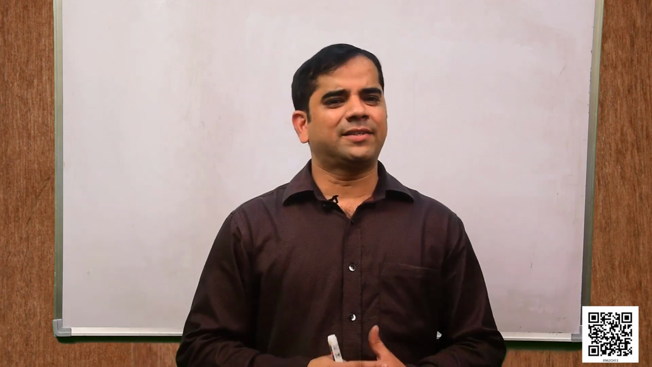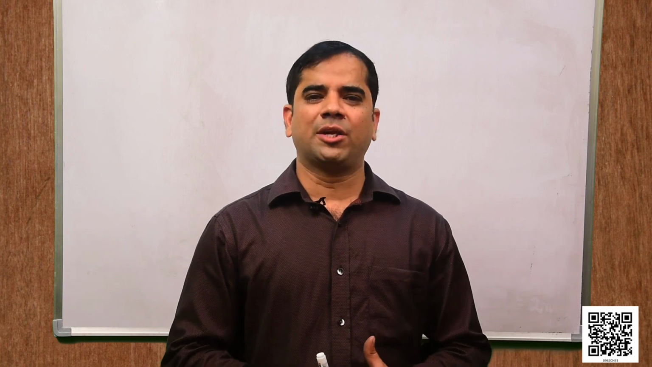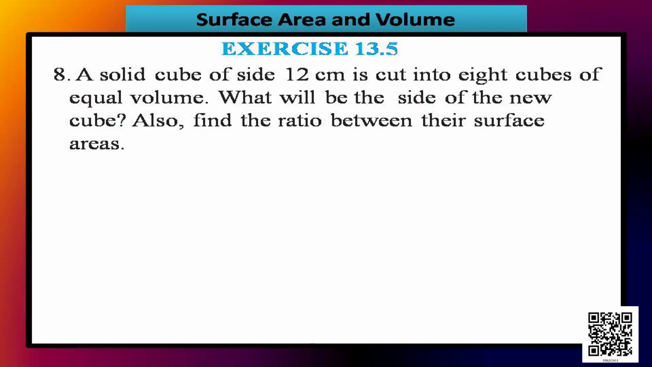Okay. Students, let us now solve question number 8. It says a solid cube of side 12 centimeter is cut into 8 cubes of equal volume. What will be the side of the new cube? Also find the ratio between their surface areas. Let us discuss the solution.